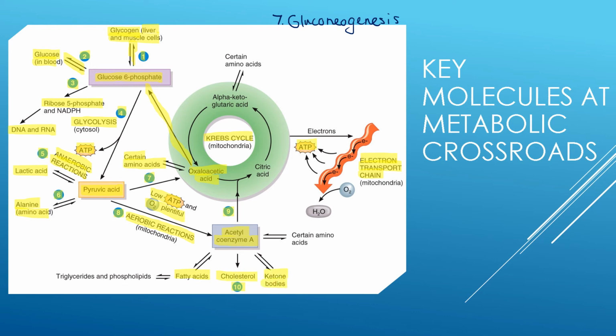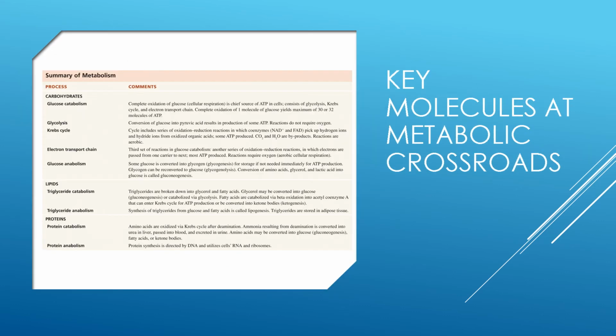So essentially this is the big summary picture of the key molecules at metabolic crossroads. Those 3 major molecules: glucose 6-phosphate, pyruvic acid, and acetyl coenzyme A. So this table is really great because it summarizes the different types of metabolism that we've talked about, and it helps you to kind of categorize them so that you can remember them better. So we have our carbohydrate metabolism here, lipid metabolism, and protein metabolism there.